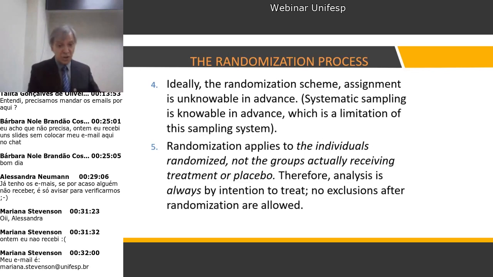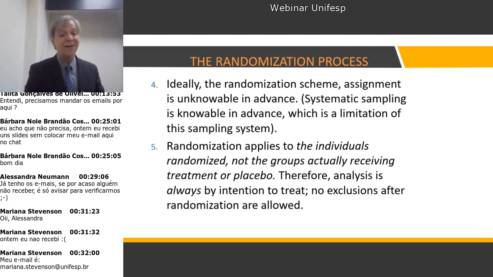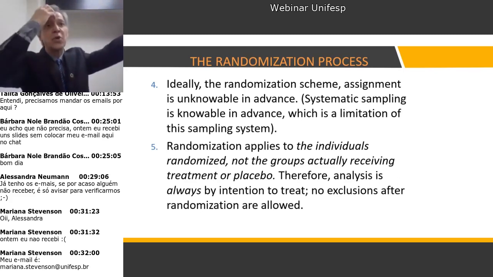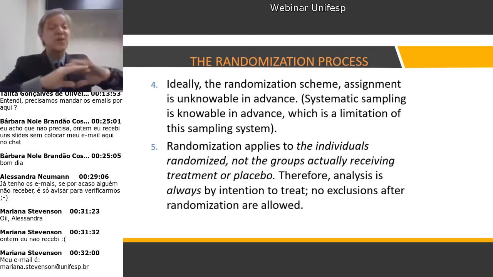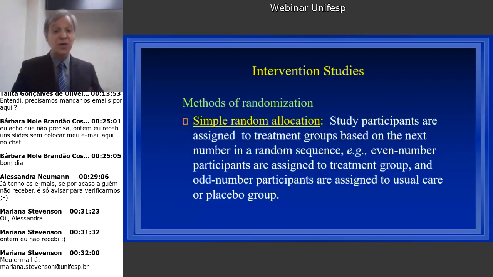So the individuals are randomized, not the groups. Therefore, analysis is always by intention to treat. We're going to see that later on, again and again. Okay? Intention to treat. No exclusion after randomization is allowed. And that's why people make sure you randomize after your participants already say, we're all in. Okay? Don't do that before participants agree, because you're going to be in trouble. Or try to exclude people afterward.